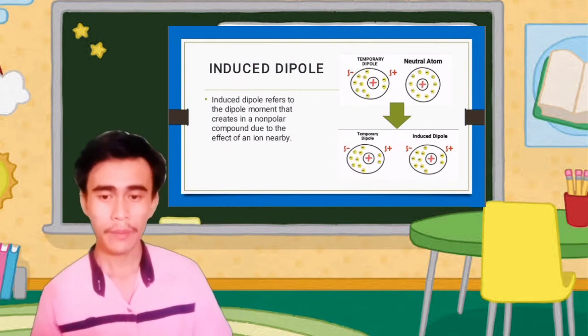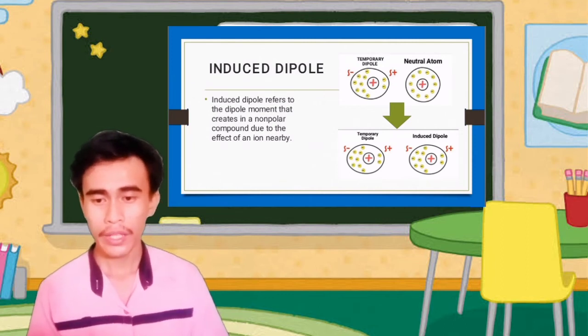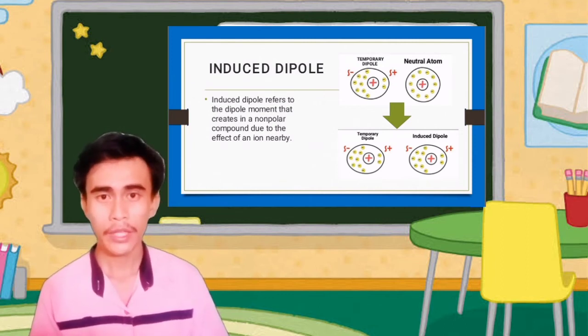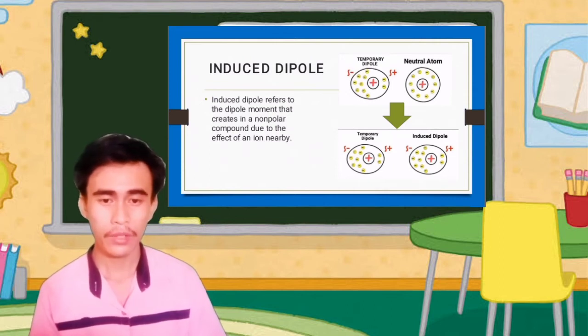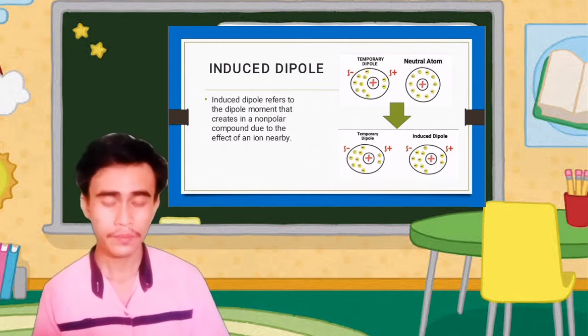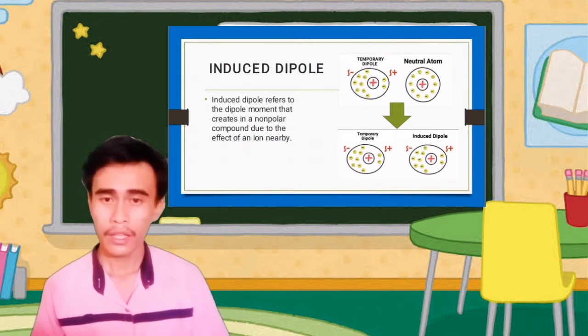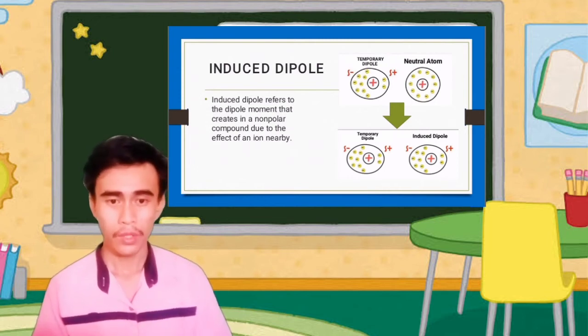So induced dipole. Ano nga ba itong induced dipole? Induced dipole refers to the dipole moment that creates in a non-polar compound due to the effect of an ion nearby. For example, meron tayo ditong temporary dipole. So meron siyang positive and negative pole. So meron siyang nakatabing isang neutral atom. So ang nangyari, doon sa neutral atom na nakatabi niya, nagkaroon ng induced dipole. Parang nahawaan ni temporary dipole yung neutral atom. Kaya nagkaroon tayo ng induced dipole at nagkaroon ng positive and negative pole yung ating induced dipole.